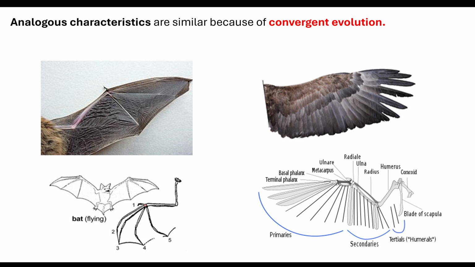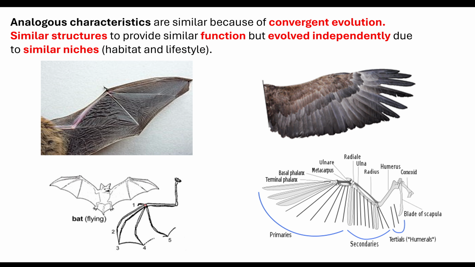However, they actually evolved because of convergent evolution. Convergent evolution is the fact that they are similar structures, therefore providing similar functions, but they evolved independently due to their niches, and a niche is the habitat and lifestyle that they have. The bat needed to fly, the birds fly. So they evolved independently. It wasn't that they evolved from a common ancestor, because they don't have the same homologous structures. This is therefore called analogous characteristics.